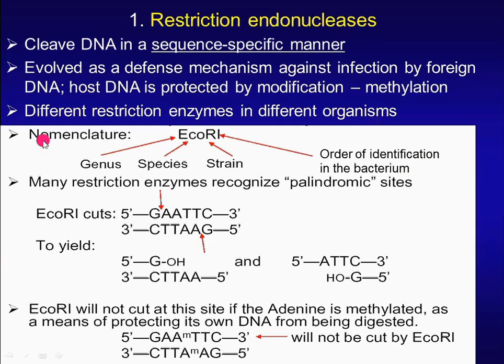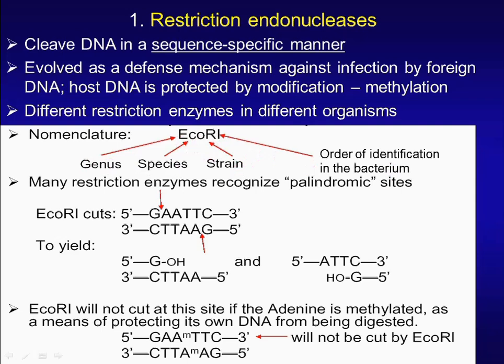First, each restriction endonuclease has a unique name. Here we use EcoR1 as an example. The first capital letter represents genus. The next 2 lowercase letters represent species. R represents strain. 1 represents the order of identification in the bacterium.